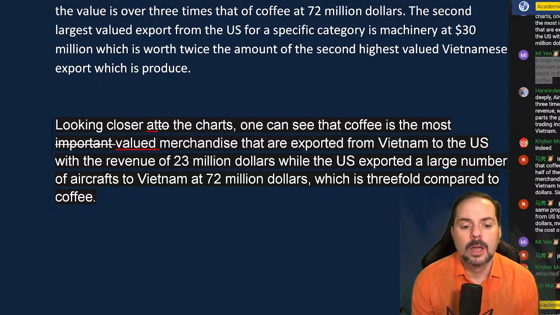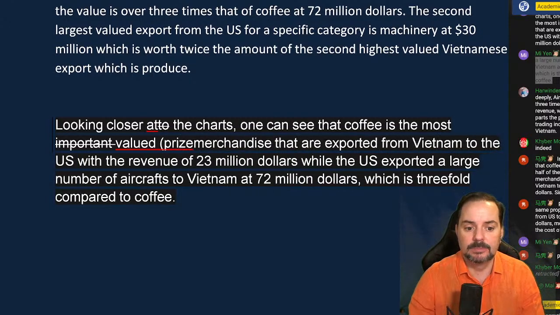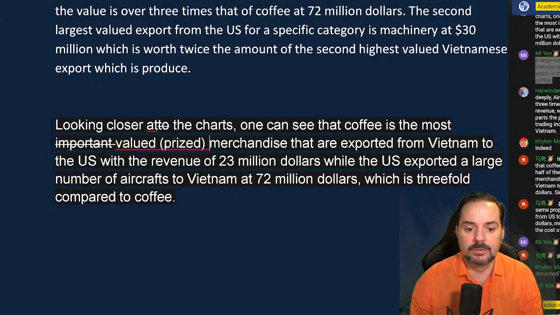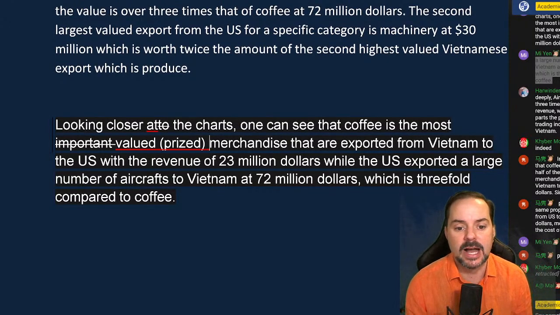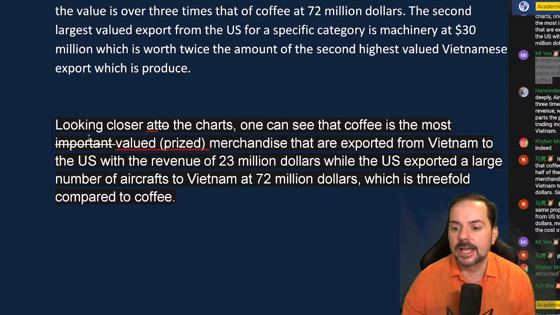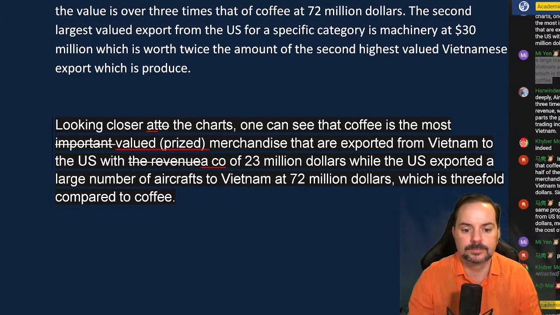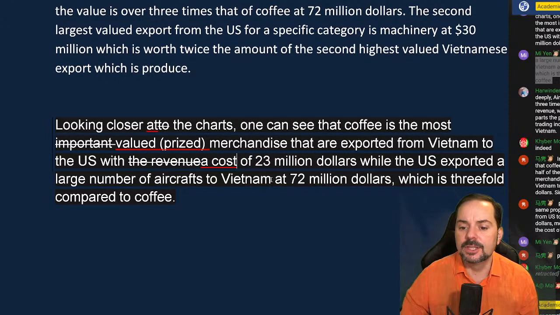Instead of valued, you could also use the word prized because money is often referred to as prize. So it's prized. But important doesn't work as much. So valued merchandise that are exported from Vietnam to the US with the revenue, with a cost, more accurate, of $23 million.